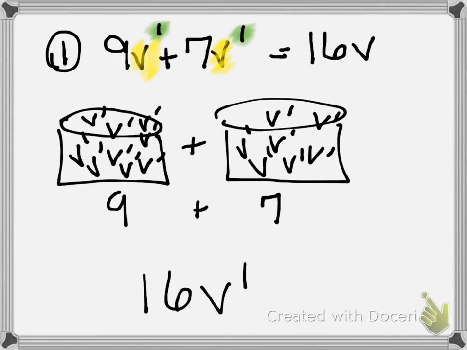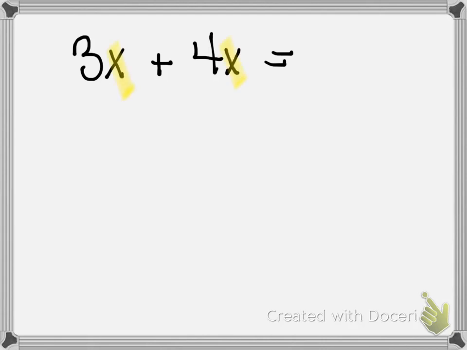Let's look at a different example. What about if we had this? 3x plus 4x. Is the variable the same? Is the exponent the same? Yes, it is. It's just like the previous problem, except for it's a 3 and a 4. That's going to give you 7x.